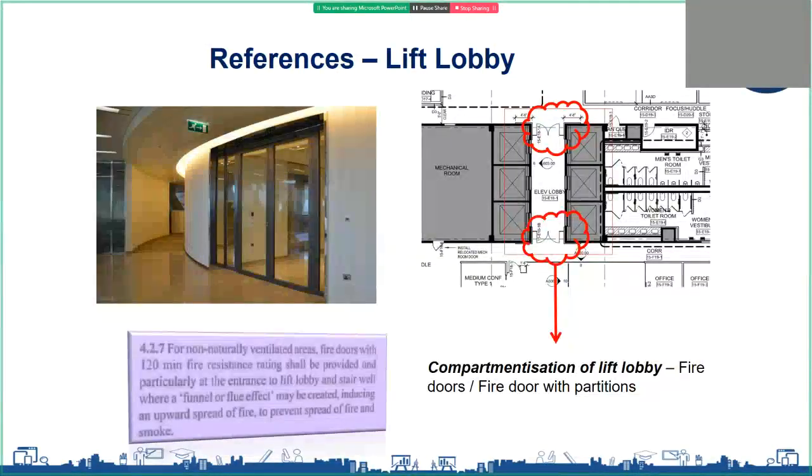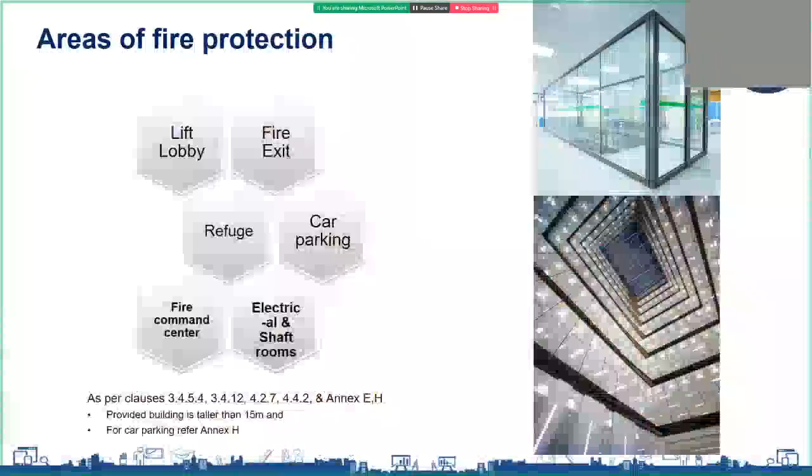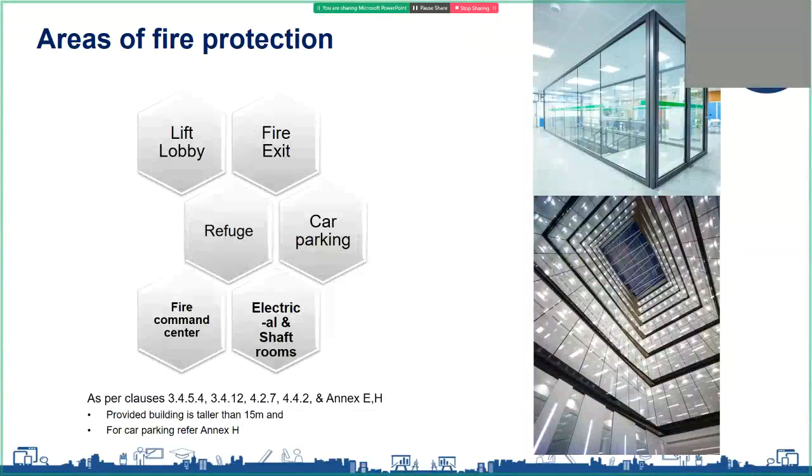So this is the clause which is given as such in the NBC, which mentions the fire rating requirement for lift lobby and staircases. So now coming particularly to commercial and educational buildings, these are the typical areas in commercial buildings which require fire separation. As we saw before, the two main areas are lift lobby and the fire exit staircases.